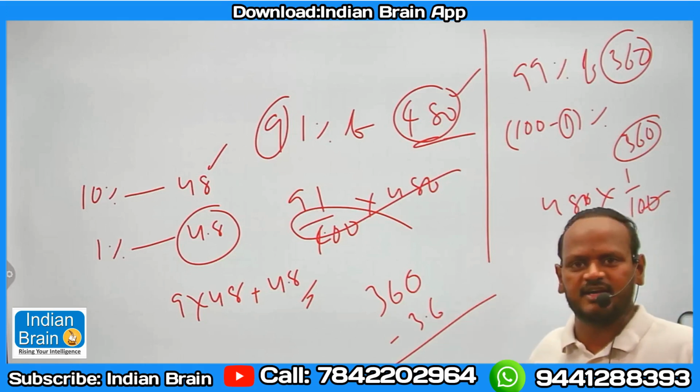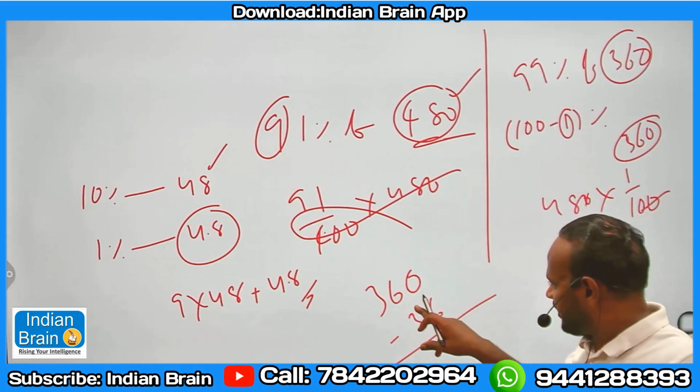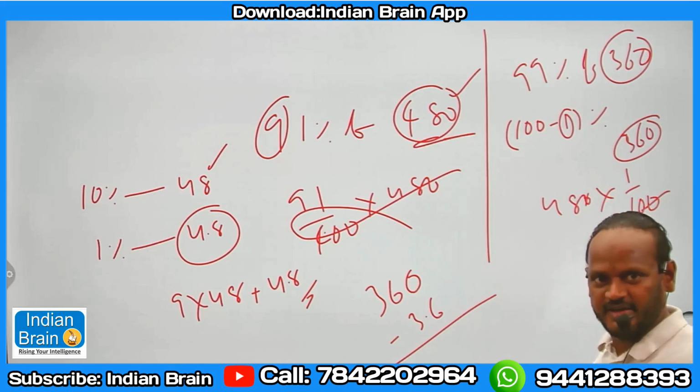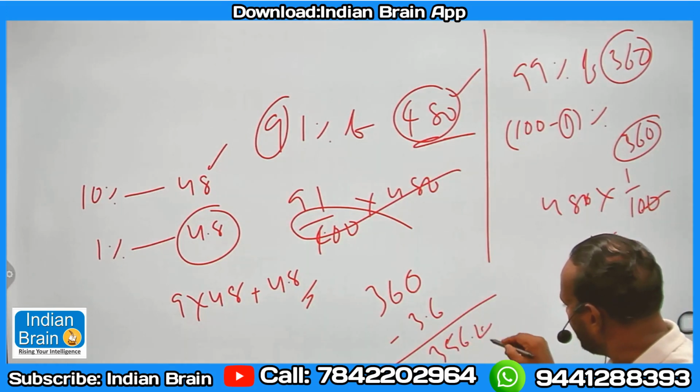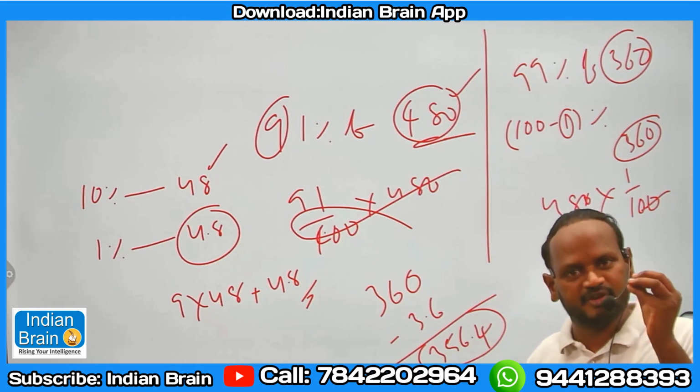3.6 should be subtracted from where? 360. If it is 3, what can be the answer? 360 minus 3 is 357. But 0.4 should also be subtracted, right? So 356.4 is our 99% value. It will save your time for sure.